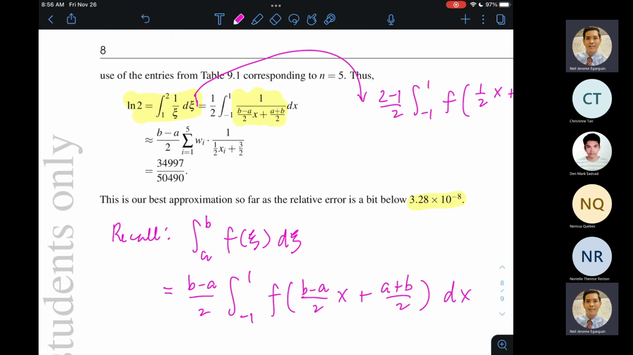If you remember, I think dun sa 2-point Gaussian formula, ang relative error natin ay 0.12%. So that's 0.0012, so that's 1.2 times 10 to the -3. And here we have gained 5 orders of accuracy. So kasi yung relative error niya naging order 10 to the -8 na. Okay?